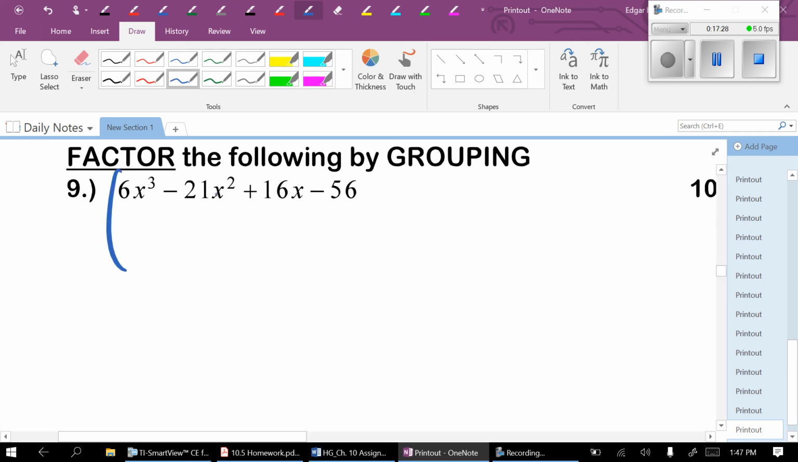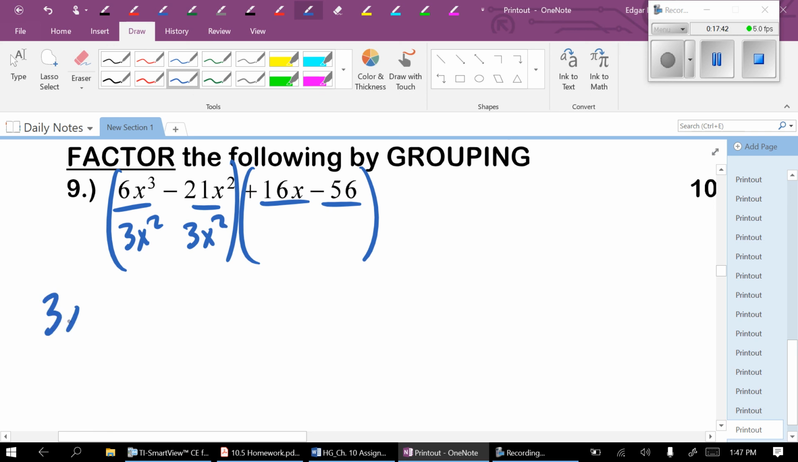So on this first one, guys, you are being asked to factor the following by grouping. So let's go ahead and try that. We're going to group the first two, and then group the second two terms here. I'm going to get 3x squared in common here, looks like. I factored out a 3x squared, and I'm left with 2x minus 7.